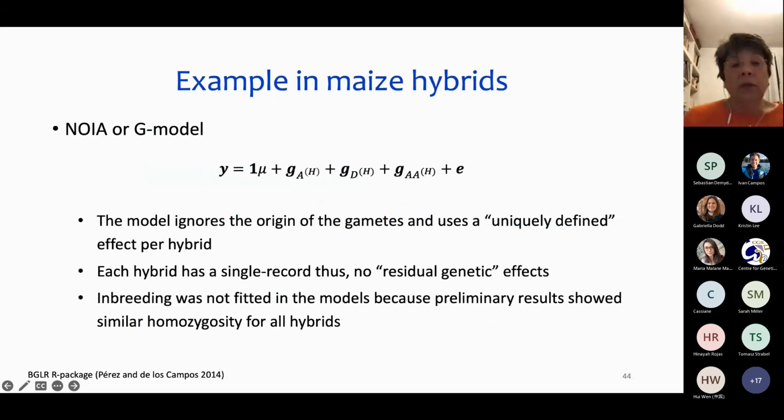In the NOIA or G model, in this case, we ignore the origin of the gametes and use an effect that is the same, that is defined in the hybrid. So we have an additive effect for the hybrid, the dominant deviation effect for the hybrid, and an additive by additive effect for the hybrid. In this case, we don't have residual genetic effect because we have only a single record.